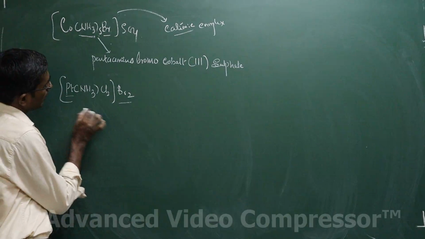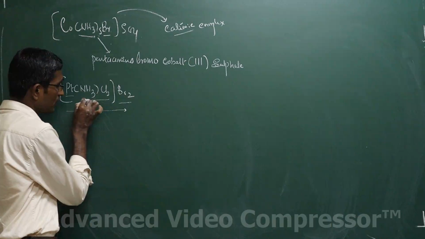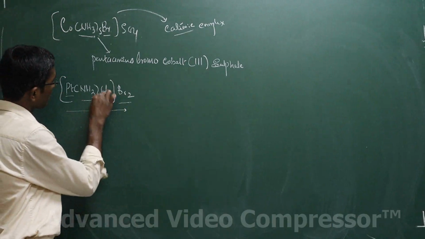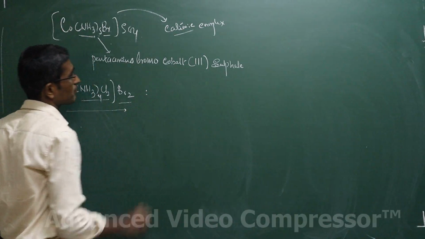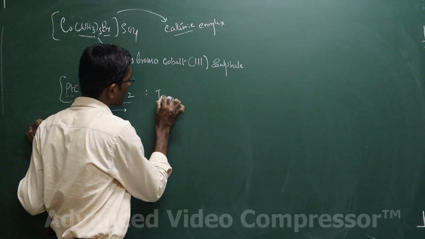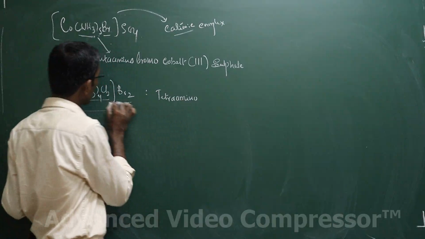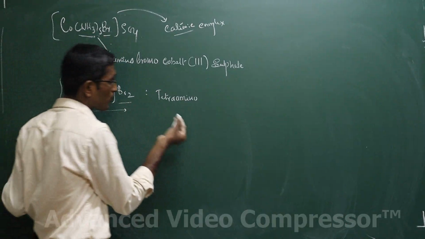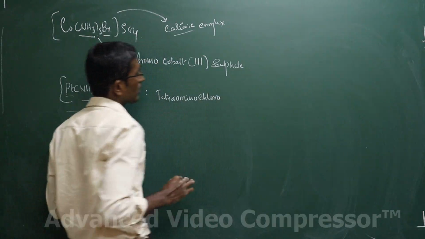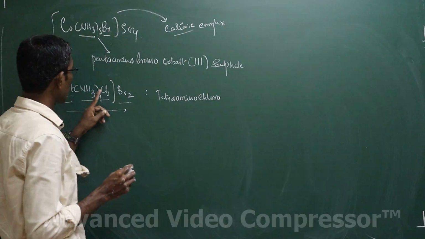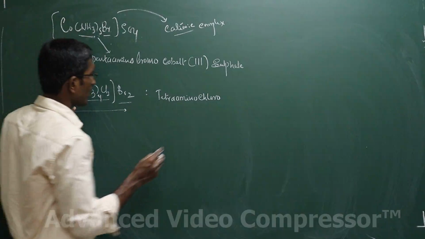Start from the complex ion first, left to right. In the complex ion, name the ligand first. There are 4 amino groups, and in the ligand, amine will be named first. So that is tetraamino. Chloride will be named as chloro, because chloride, IDE, has to be replaced by O.